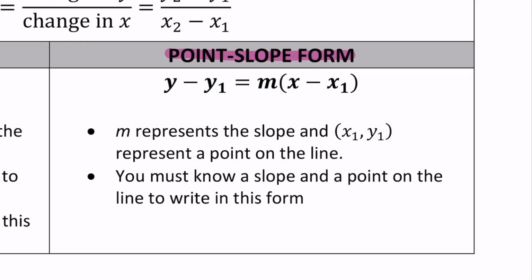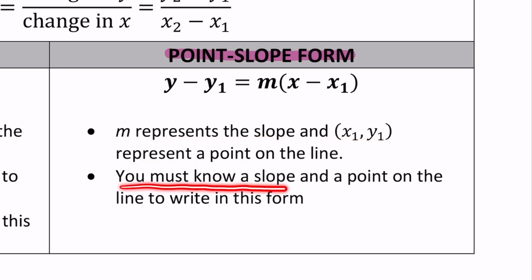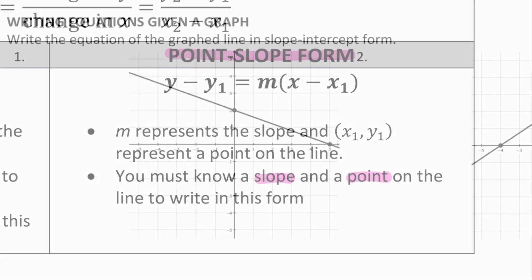Point-slope form is y minus y1 equals m times the quantity x minus x1. M represents the slope and (x1, y1) represents a point on the line. You must know a slope and a point on the line to write in this form. It's in the name: point-slope form. Again, you need a point and a slope to write in this form.